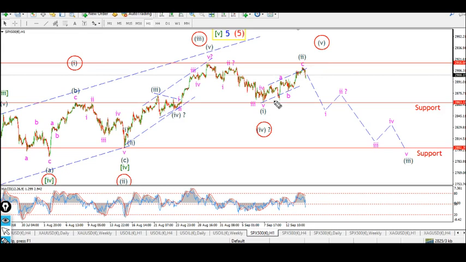So if that's the case, the only way to view this corrective pattern while getting another high would be as an ending diagonal again. So we'll see how that unfolds.